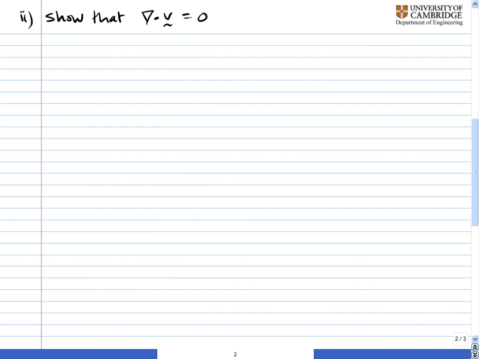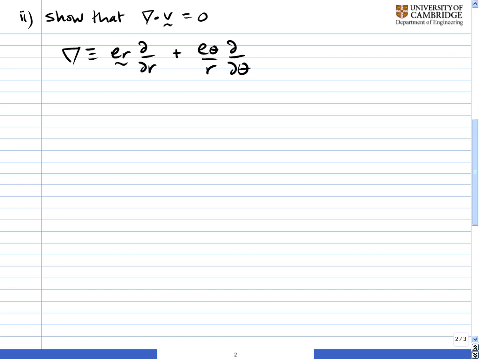Next we're asked to show that div v is equal to 0. We have to be careful here because we're using polar coordinates rather than Cartesian coordinates. So let's just write down the definition of the del operator. So the del is defined as e_r d by dr plus e_theta over r d by d theta.